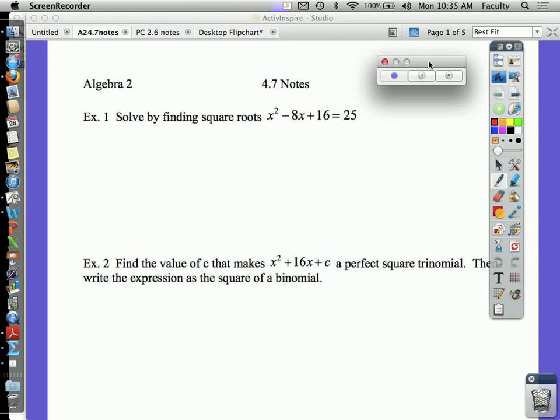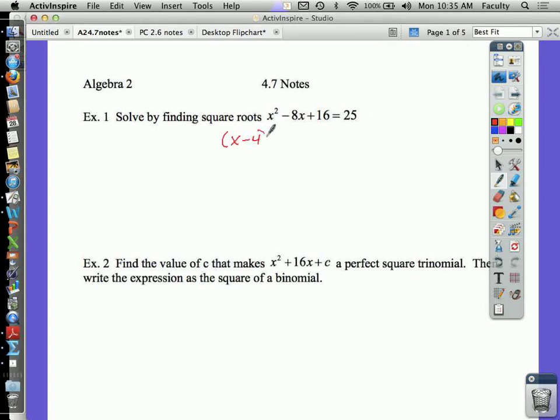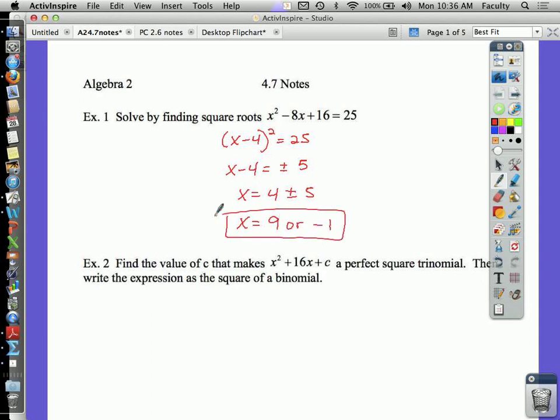It says solve by finding square roots. So when I look at example 1 on the left side, I should notice that that is a perfect square trinomial. So it's x minus 4, the quantity squared, equals 25. And then I want us to begin to do something now that we're getting a lot more experience with square root property. I know the square root of 25, so let's skip the step of writing square root 25, and we're just going to put what it is. So then this becomes x equals 4 plus or minus 5. If they are two integers, then you need to continue to combine them. So x equals 9 or negative 1.